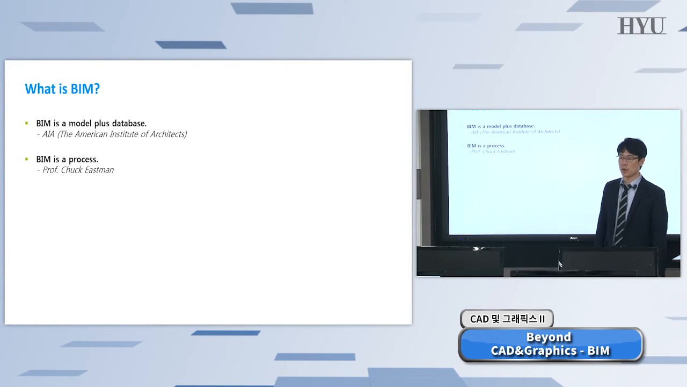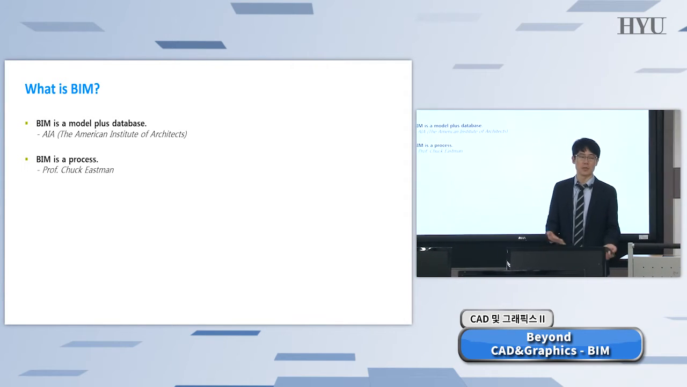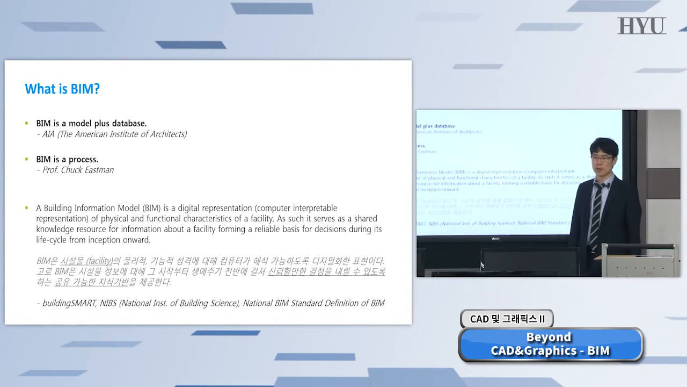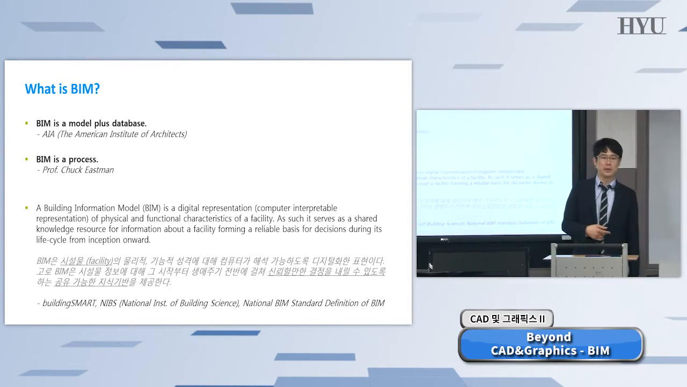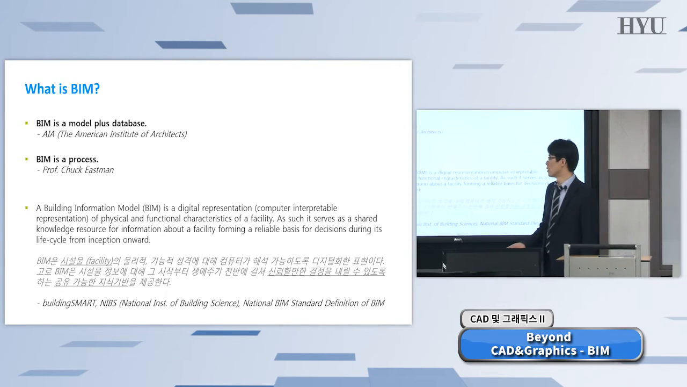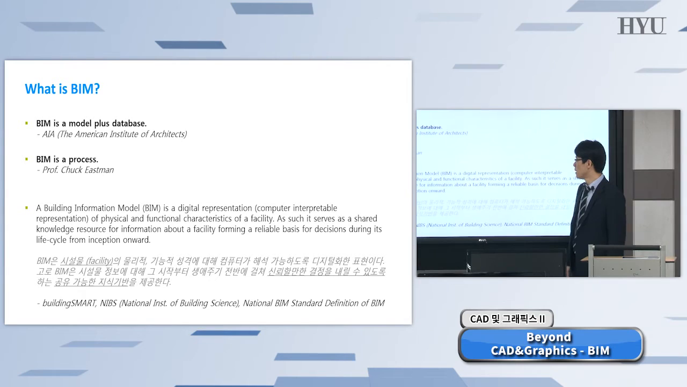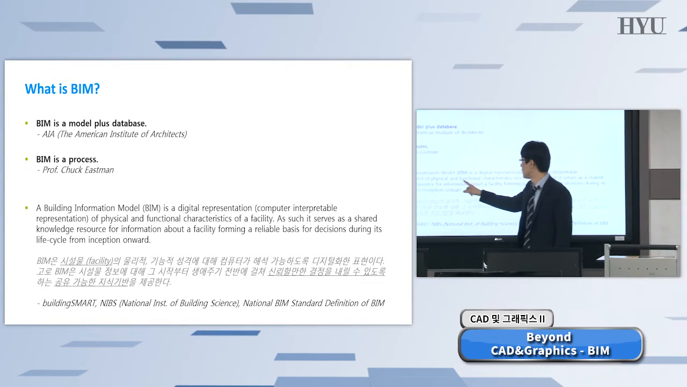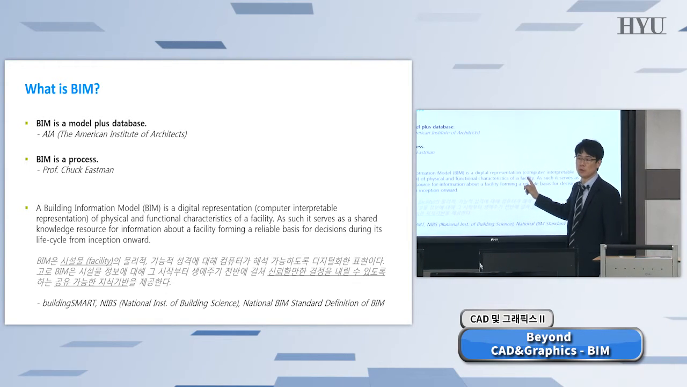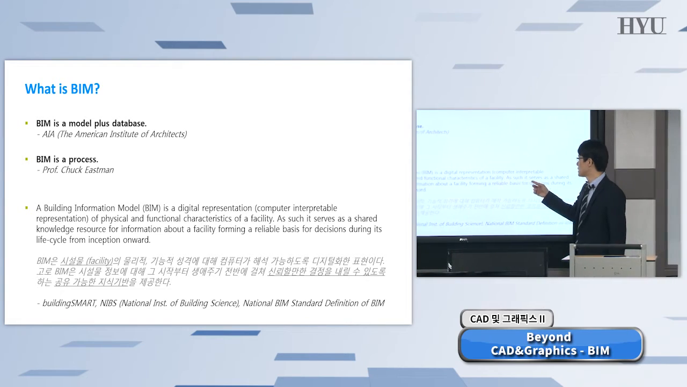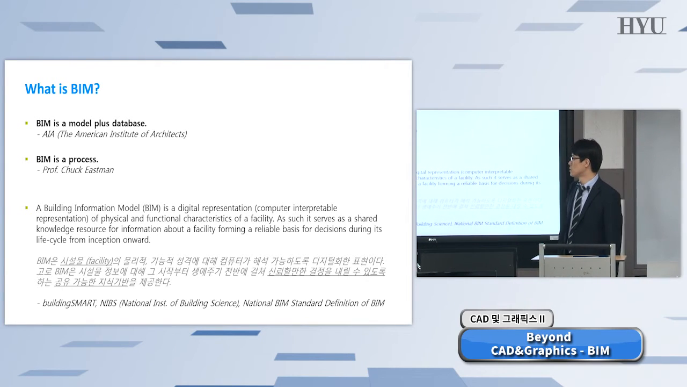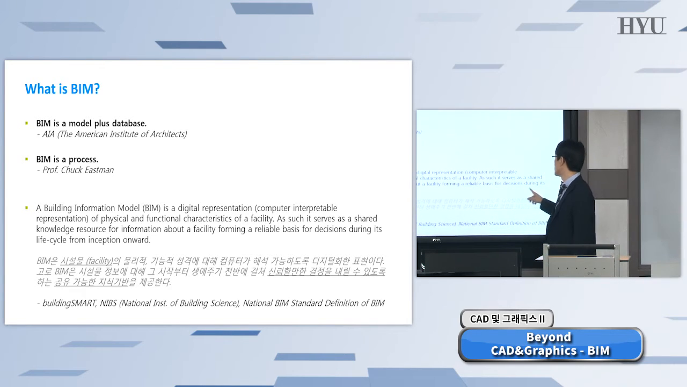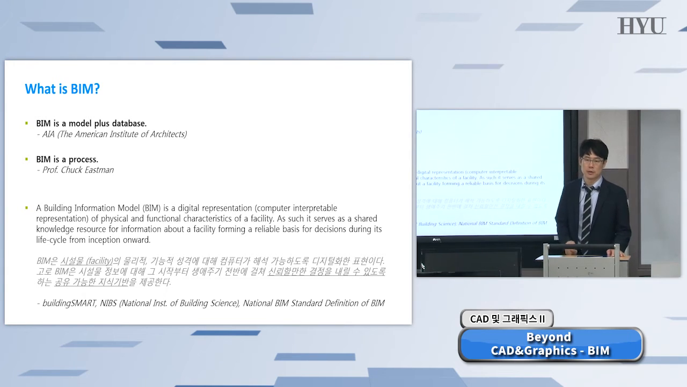BIM is a process, okay? It's not just a single model or static model, it's a process. But actually this one is, I think, a kind of long version and very informative definition about BIM. It is a digital representation, okay, of physical and functional characteristics of a building, of a facility. As such, it serves as a shared knowledge resource for information about a facility, forming a reliable basis for decisions during its life cycle, okay?